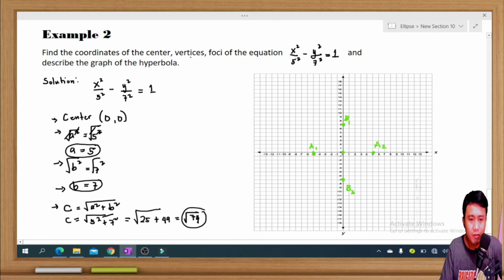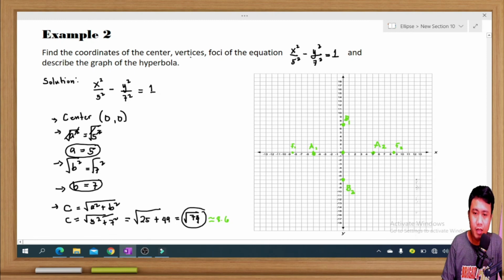Okay. And of course, ang ating pong value ng ating foci. So, what is the square root of 74? Okay, square root of 74 is approximately 8.6. So, mag-count tayo ng 8.6 units from the center. So, you have 8.6 around here. Ganun din sa kabila. 8.6. So, nandyan siya. And so, we can have this as our f sub 1. At ito naman, f sub 2.